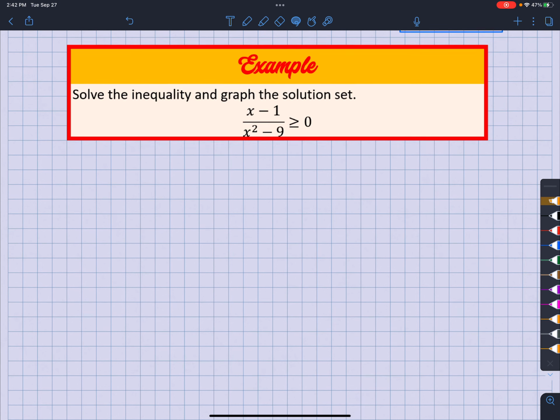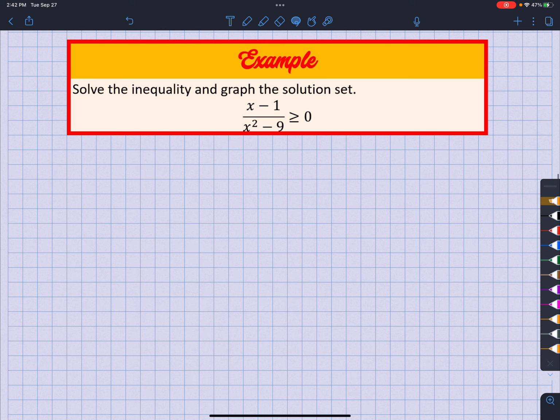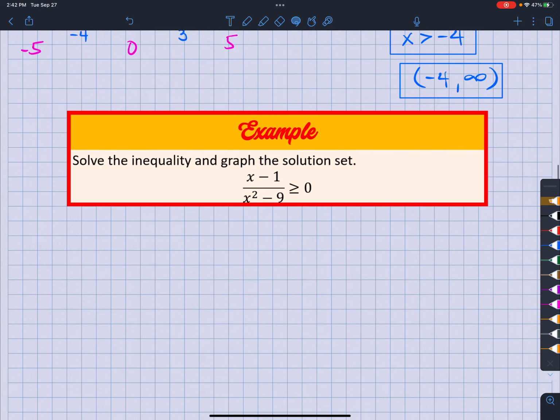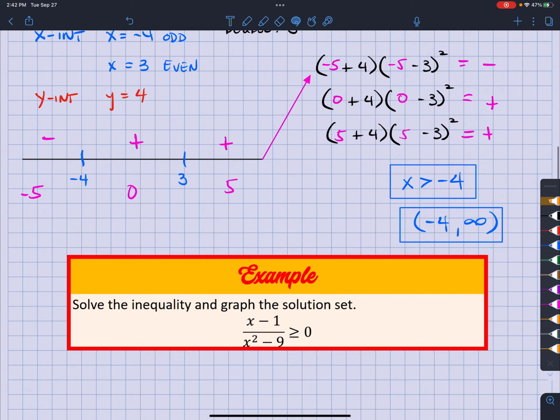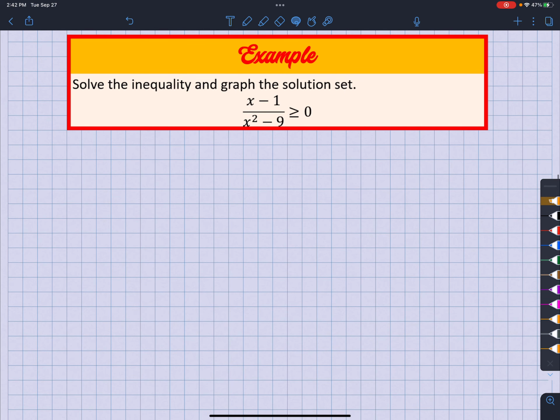Oh boy. Okay, let's take a look at this one here. Now, this is a rational one, right? So we've done polynomial ones for the last 3. Now we're starting with rational. Rational ones are going to be a little bit different, okay? Because we're going to have to look at a couple of different things.